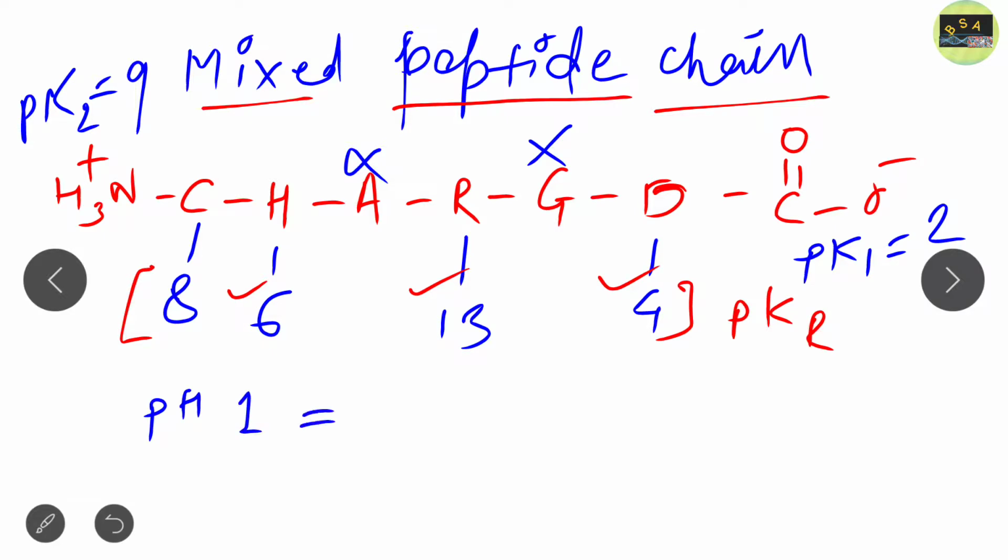Okay, and if you calculate the charge at pH 1, then there is a trick by which you can easily calculate the pI. So what will be the charge at pH 1? I already taught you how to calculate charge at different pH. So at pH 1, in this case, for COO minus, that is pK1 of 2, the charge becomes neutral, that is 0, because pH 1 is less than 2, so it becomes neutral.